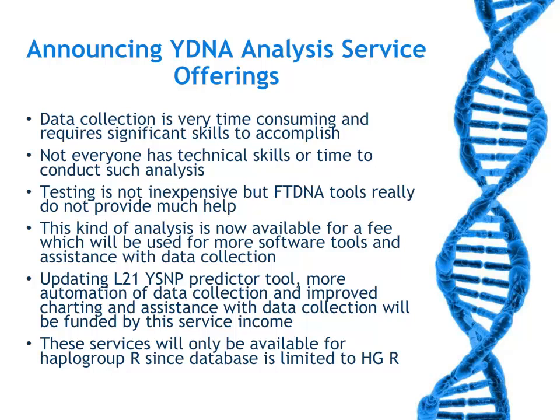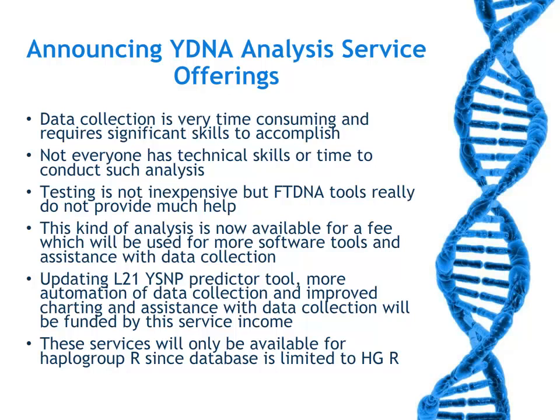Testing is not inexpensive, and the family tree tools just really do not provide much help. So this analysis is far superior to the Y-STR match list that Family Tree presents. This kind of analysis is now available for a fee and will be used to develop more software tools to assist with the data collection and to get my old L21 SNP predictor updated to work for the new type of Y-SNP prediction I'm doing now.